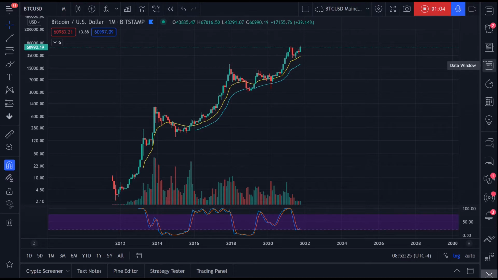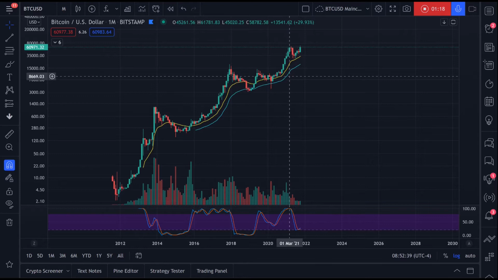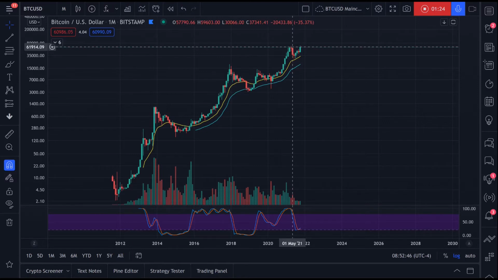Now, I want to reiterate something. One of the main reasons for why I say this is if you zoom out on the monthly time frame, a very high time frame, you see that this peak that we had in May was all the way up here on the stochastic RSI, okay? The May peak, the March peak.